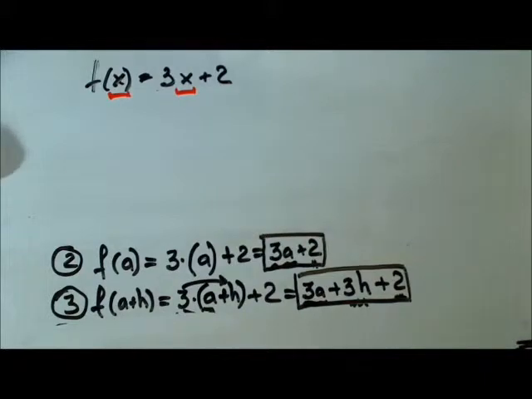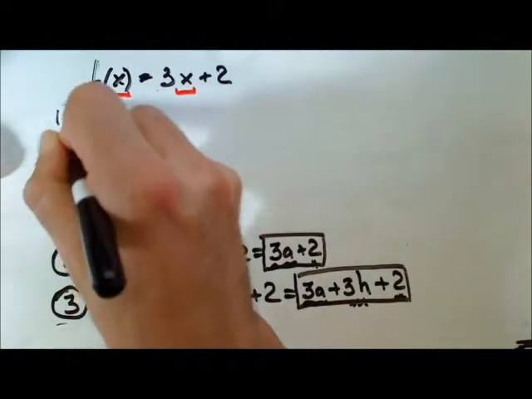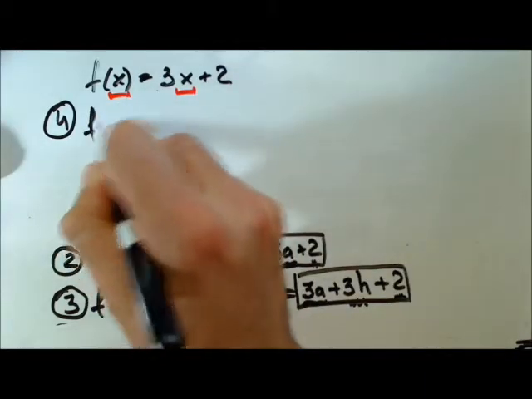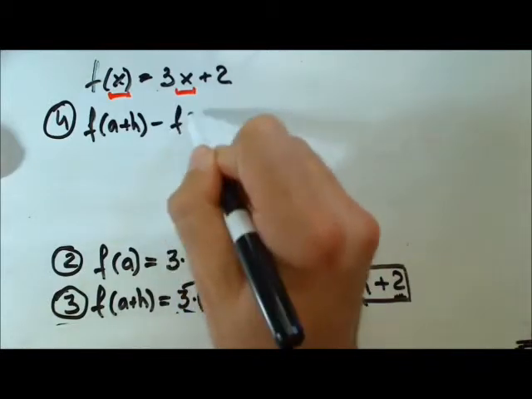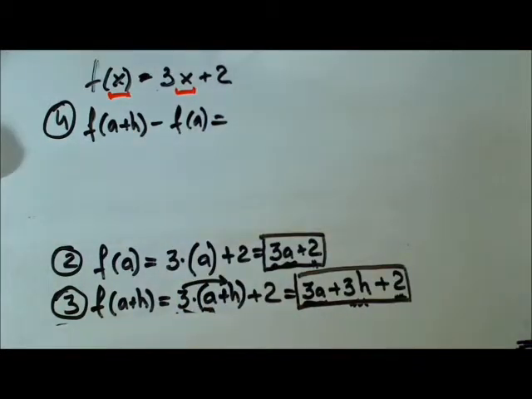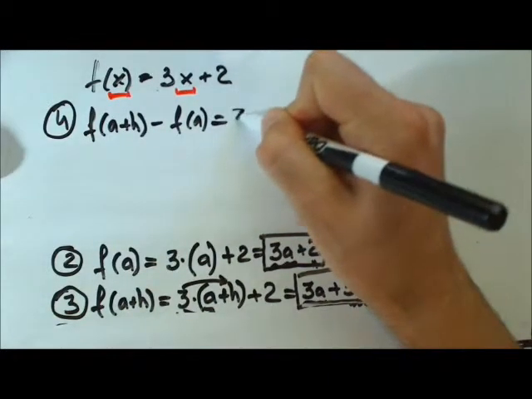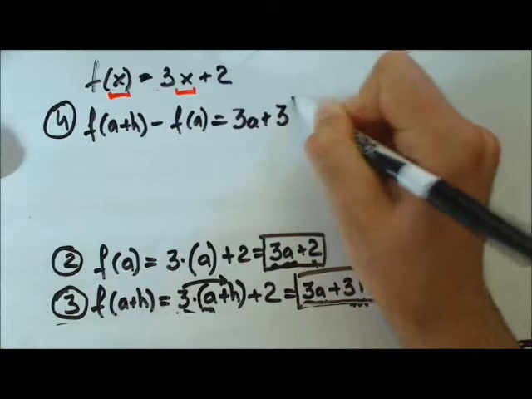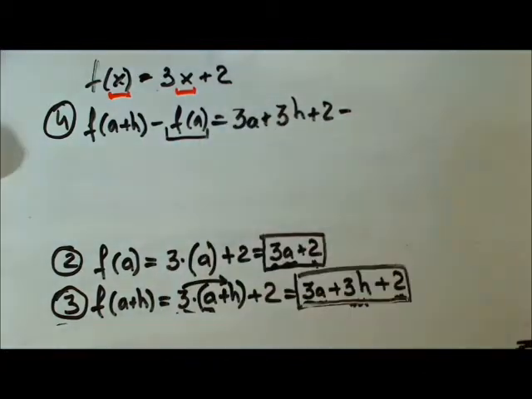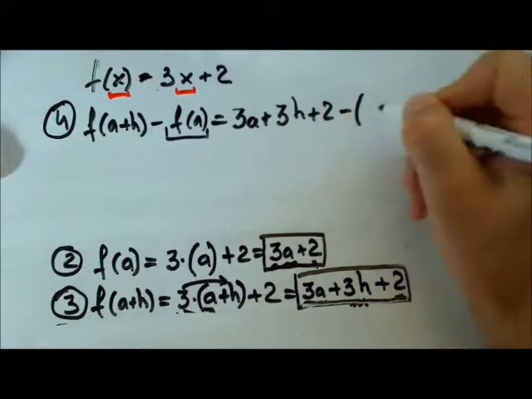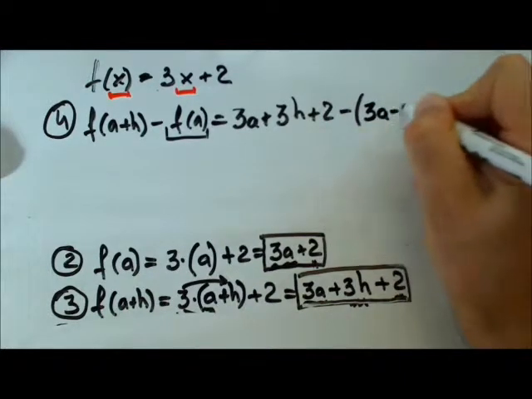Okay, number 4, I'm going to write here, we have to calculate f of a plus h minus f of a. And like we calculated just before, f of a plus h is equal to 3a plus 3h plus 2. Just rewrite it: 3a plus 3h plus 2, minus the whole expression, minus everything of f of a. f of a equals 3a plus 2. That's what we have to do. We have to use parentheses because we're subtracting everything.